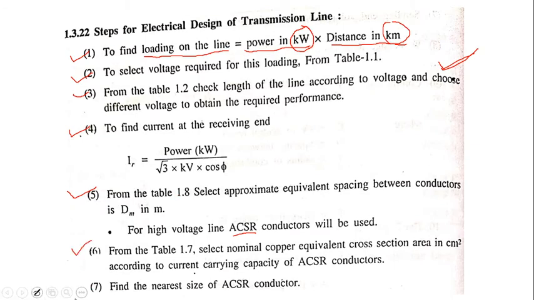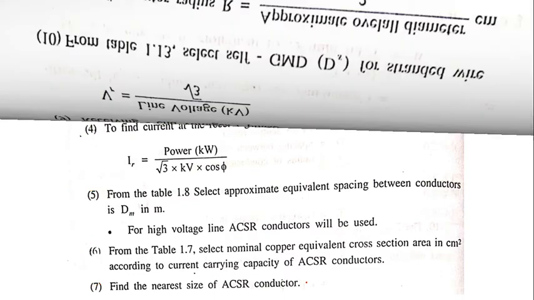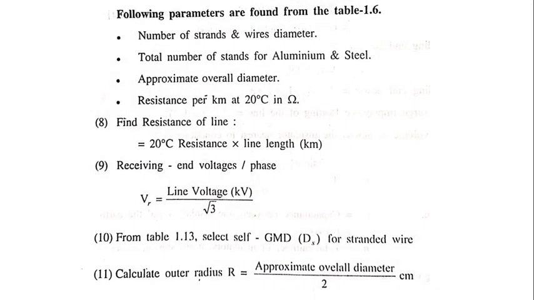Now step number 7 is finding the nearest size of ACSR conductor. From table number 1.7 we are going to find that nearest size. Now moving forward, the following parameters are found from table number 1.6 that we have already seen.